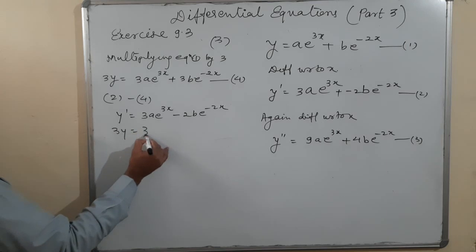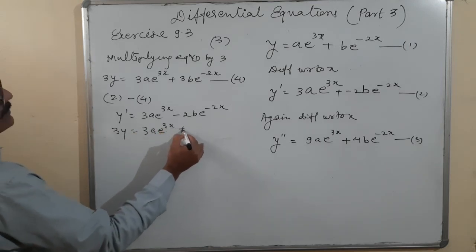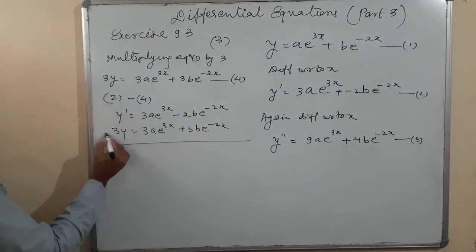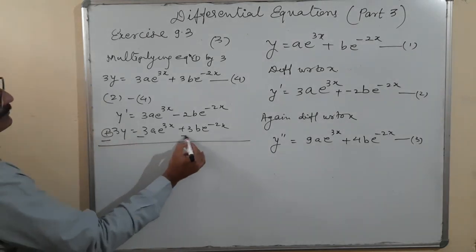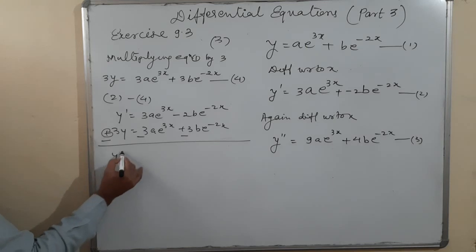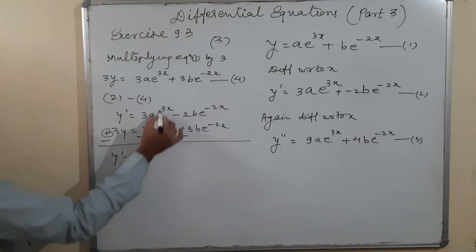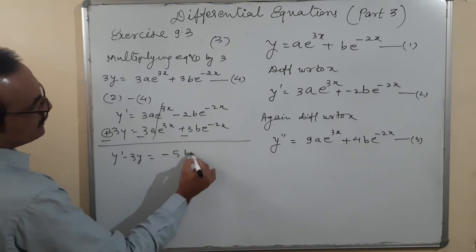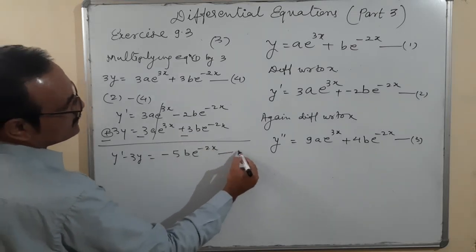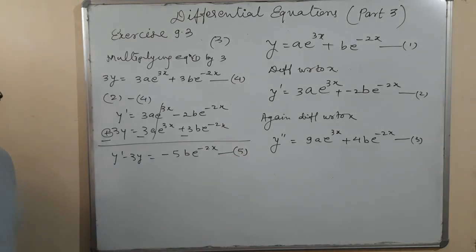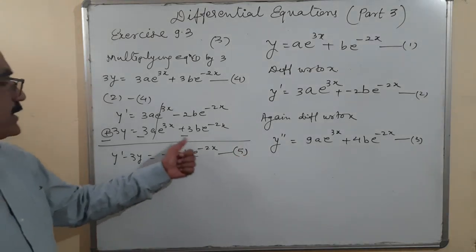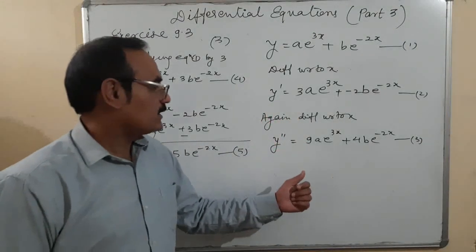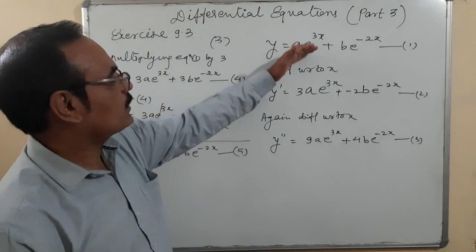3y is equal to 3a e to the power 3x plus 3b e to the power minus 2x. When we are subtracting, the sign changes. So this is y dash minus 3y is equal to this term cancels. Minus 2b minus 3b, it is minus 5b e to the power minus 2x. So this is equation number 5. In this equation, you can see a is eliminated.